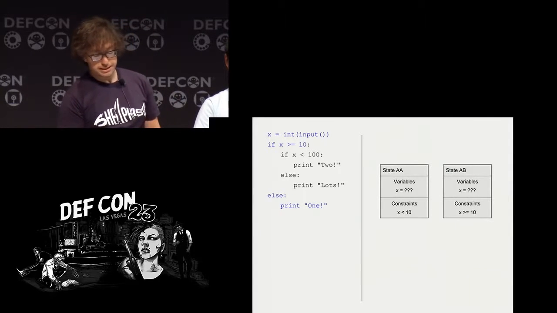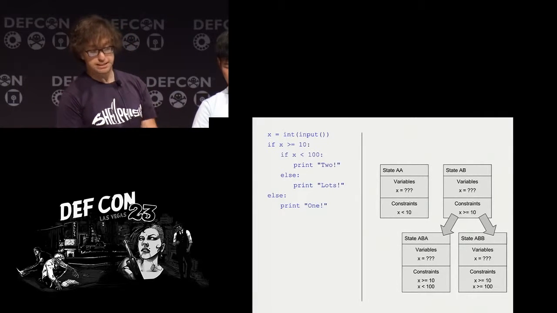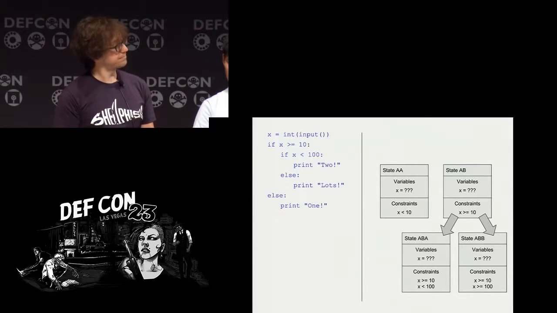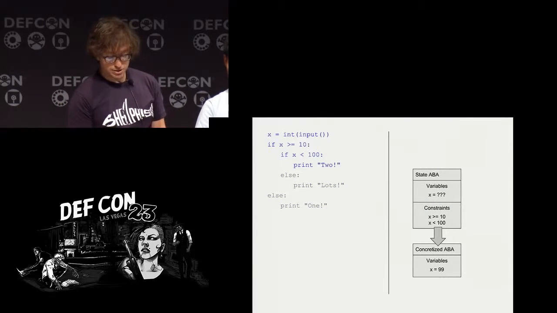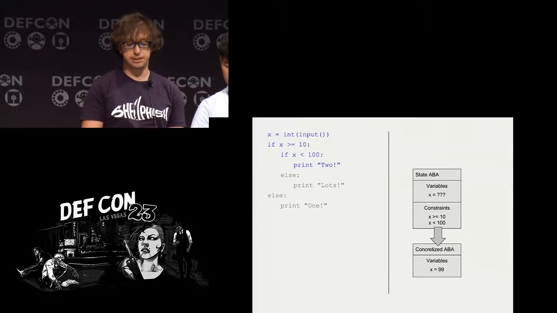So now we have two states, and we hit the next branch in the one state that is not done yet, and it splits as well according to the two different possibilities. And so then, if you want to answer the question of what does it take to print 2 in this scenario, right?